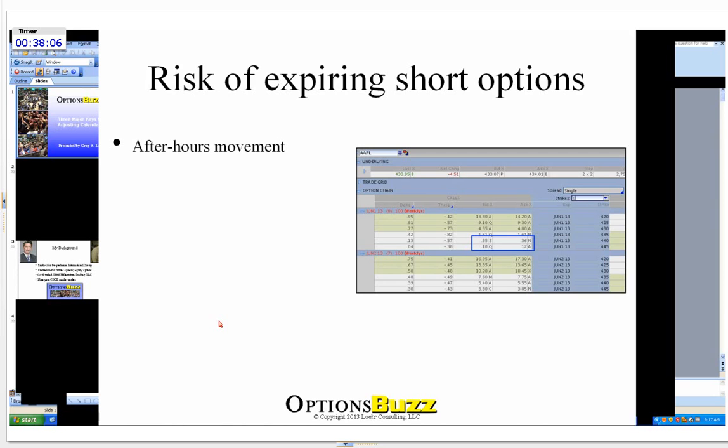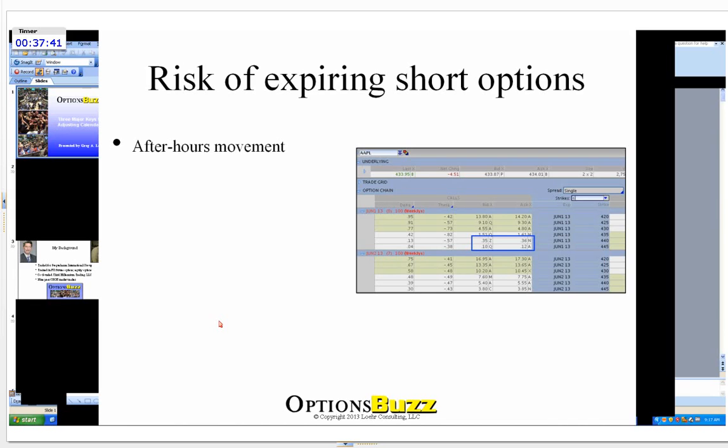Okay, another question here real quick. Are diagonals any better to use than regular calendars? There's no such thing as one strategy being better than the other. It's just that one might fit what the market gives you. Mathematically speaking, one's not better than the other. It all depends on how you manage it and what the market gives you, okay?